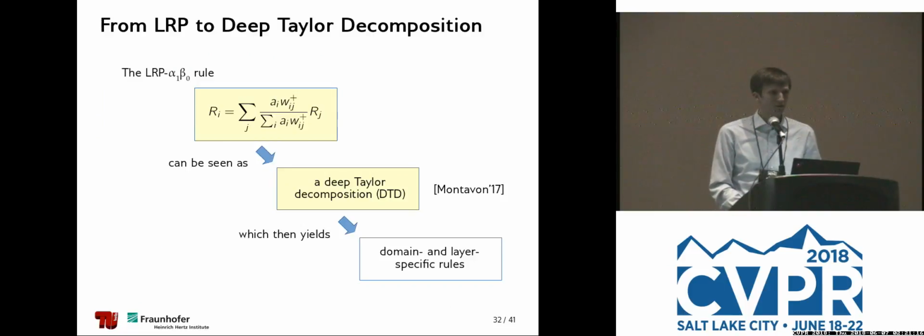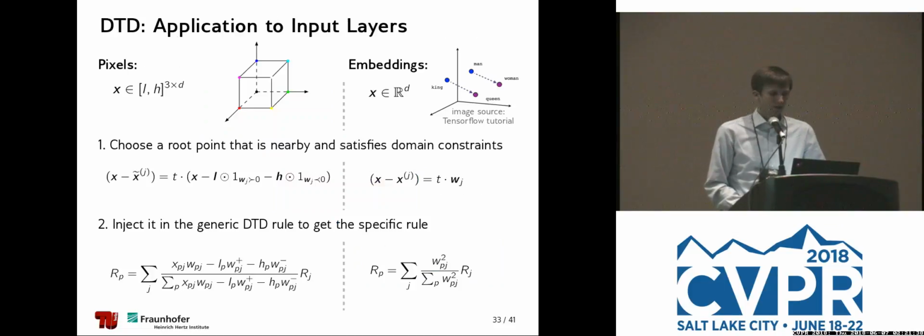So let's zoom out and see where we are now. We've shown that this rule can be seen as a deep Taylor decomposition. And now we'll show that we can play with the root points or with the structure of the layers to produce new domain and layer-specific rules. Those are some different layers, typically pixel layers or embedding layers, for example, Word2Vec. And here you don't have this domain constraint that the input variables are positive. They have other constraints. For example, in pixel layers, the input domain is subject to box constraints, right? Pixels have to be between black and white along each color component.